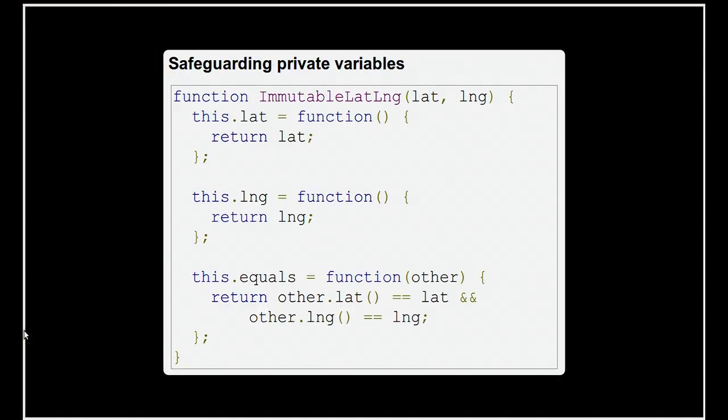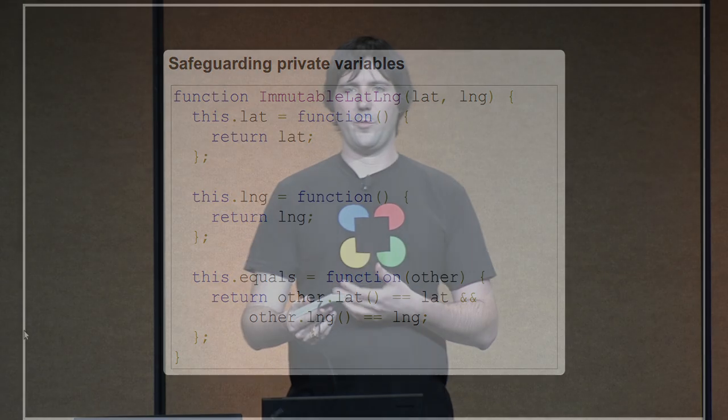Another one is safeguarding private variables. So again, because we have no idea of visibility keywords in JavaScript, there's no public or private keyword. A lot of people use closures to emulate the private variables in languages like Java. And so this is an implementation of how you could do this. If you imagine an immutable lat long, if you treated that as a constructor, you passed in the lat long. You wanted there to be getters for these properties, but not setters. This would do that for you.